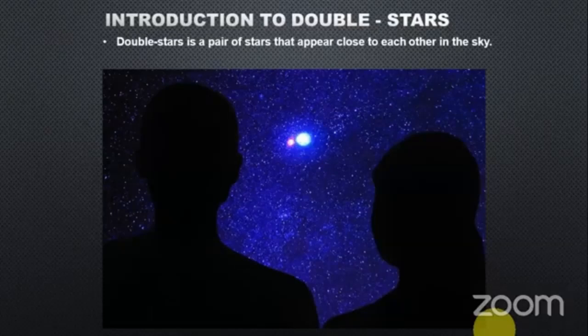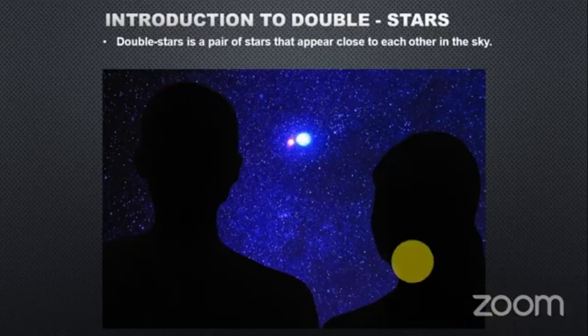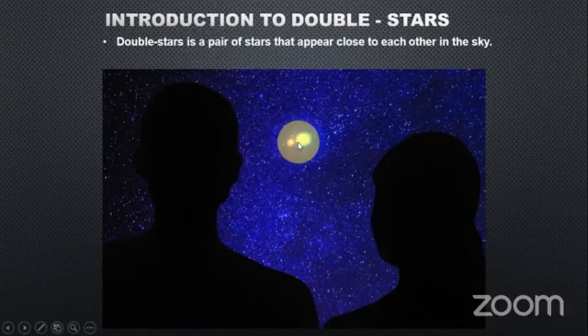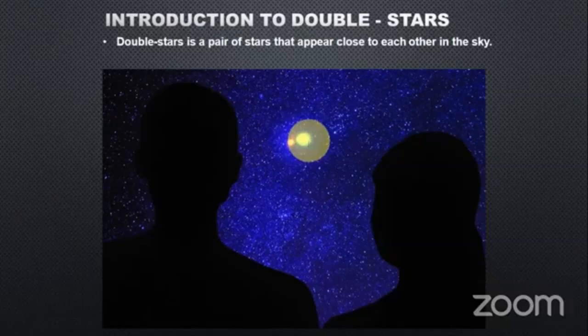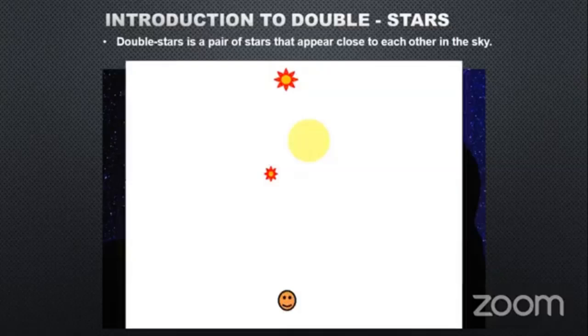So what are double stars? Let me introduce what double stars are. Double stars are a pair of stars that appear close to each other in the sky. So here are two individuals observing a double star. But it is very tricky, okay? Because if you see two stars arranged in that form, two things are involved. The first is that the stars have no relationship. They are just a chance alignment of stars in the night sky.